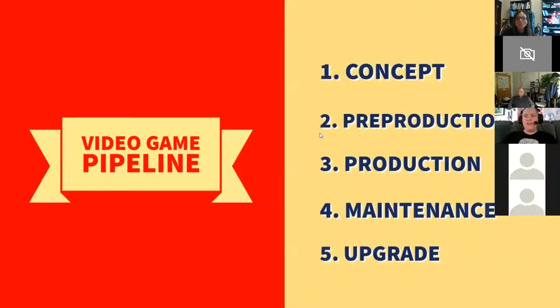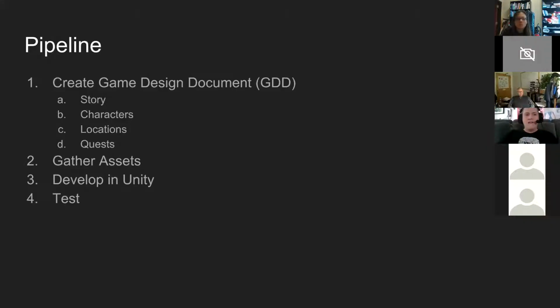So this is the idea of a pipeline, and what I went forward with when I started my course redesign. The normal video game pipeline concept: pre-production, production, maintenance, upgrade. So what I did was I did the concept, and then I created the game design document, which I'll go over in a moment. And that's the stories, characters, locations, and quests. I gathered all my assets. I developed it in Unity. I tested it out. So that was the pipeline that I did.